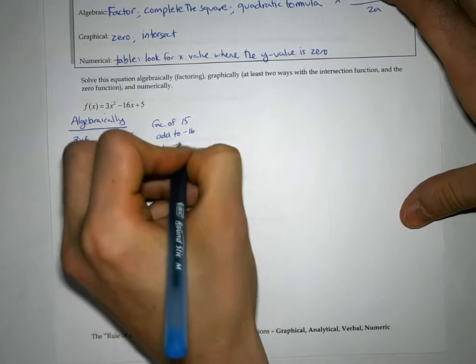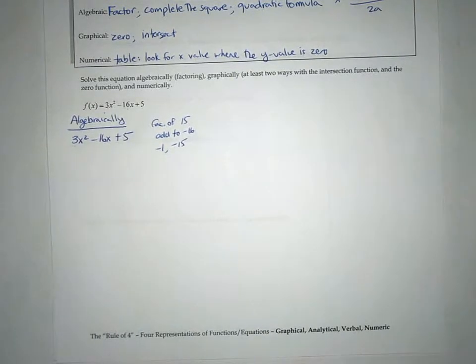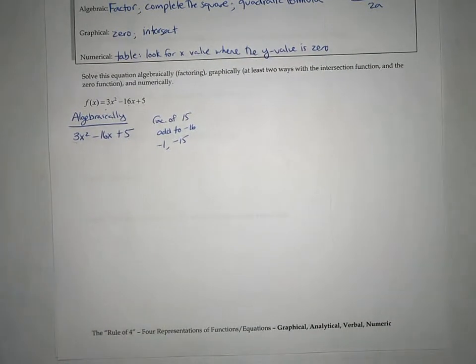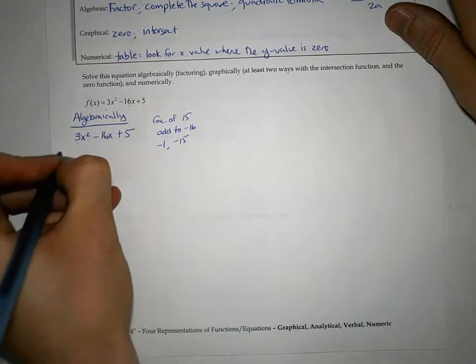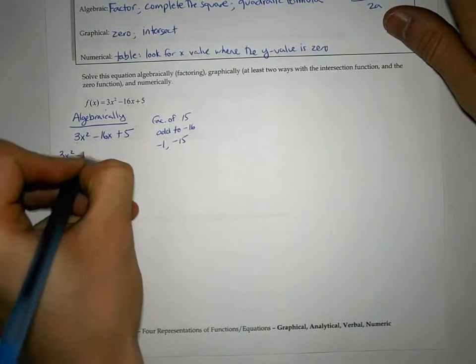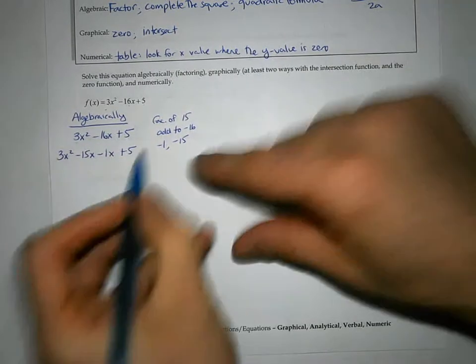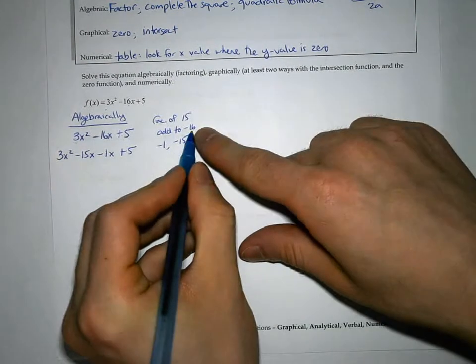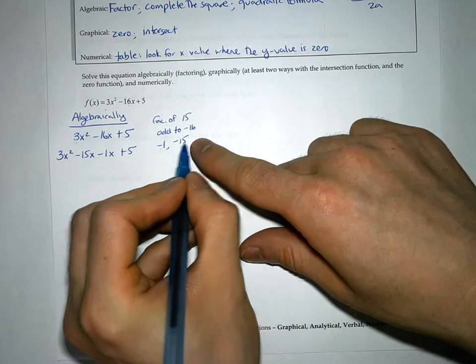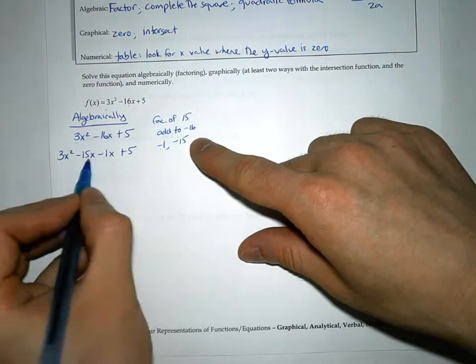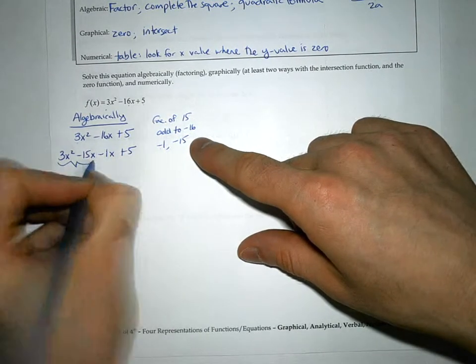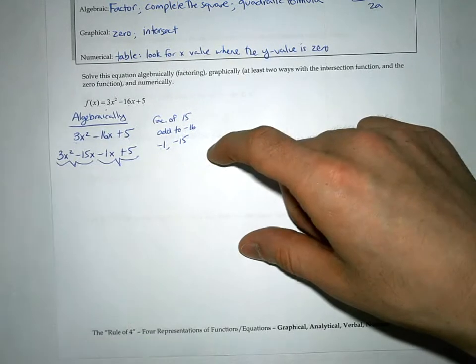That would be negative 1 and negative 15. Negative 1 times negative 15 gives me the positive 15, but negative 1 plus negative 15 adds to be negative 16. So here, 3x squared minus 15x minus 1x plus 5. I substitute these two values in place of the negative 16x, negative 1x and negative 15x, which I put right there. Then I can do my factor by grouping.